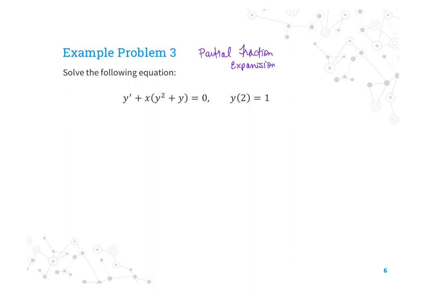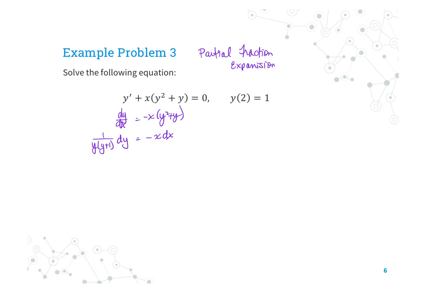Because here, we've got y prime plus x times the quantity y squared plus y equals 0. So we need to move all the y's on one side and the x's on the other. So in that case, we would have dy/dx equals negative x times y squared plus y. So on the left, we're going to get 1 over, well, y squared plus y, we can make y times y plus 1, on the dy, and on the right, we're going to just have negative x dx.